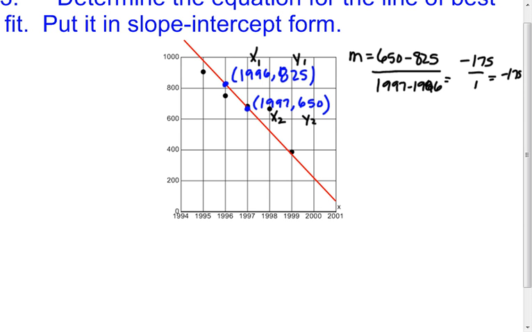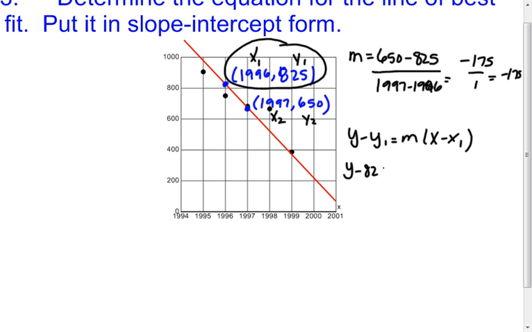Okay. Once I find my slope, then I will plug this into y minus y1 equals m times x minus x1. And you can just plug in whatever point you want. So I will use this as my x1 and y1. You could certainly use the other point if you wish. So I will have y minus y1, which is 825, equals my slope, which is negative 175, times x minus x1, which we knew was 1996.